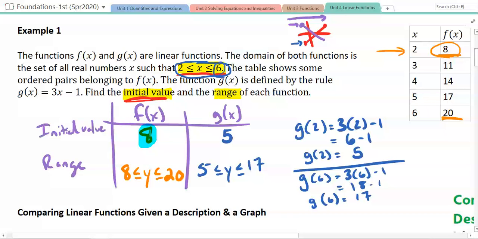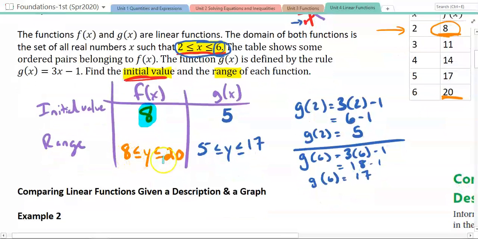We could talk about the span of the ranges. You know, how far is it from the smallest range value to the largest range value? And in this case, they're both the same size. This goes from 8 to 20. This goes from 5 to 17. They're the same distance apart because 17 minus 5 is 12, and 20 minus 8 is also 12.